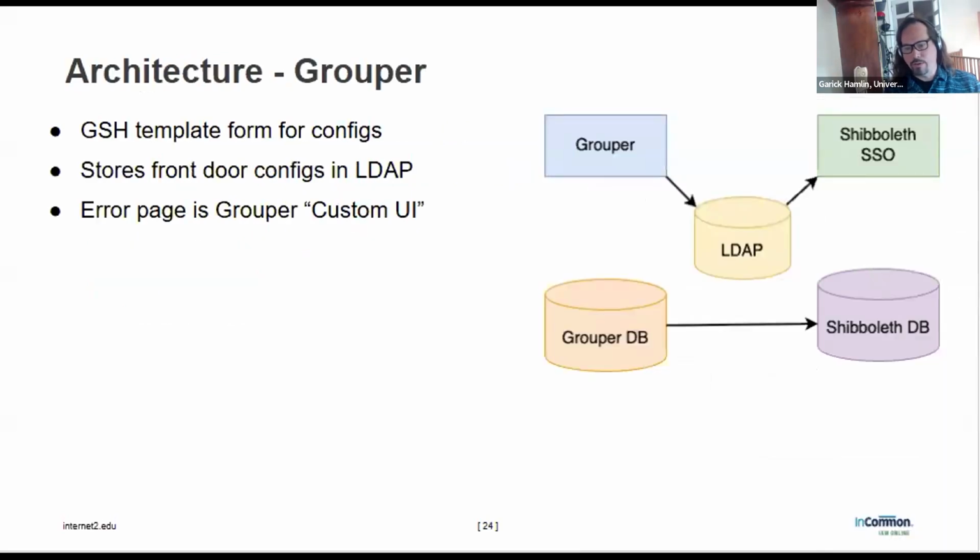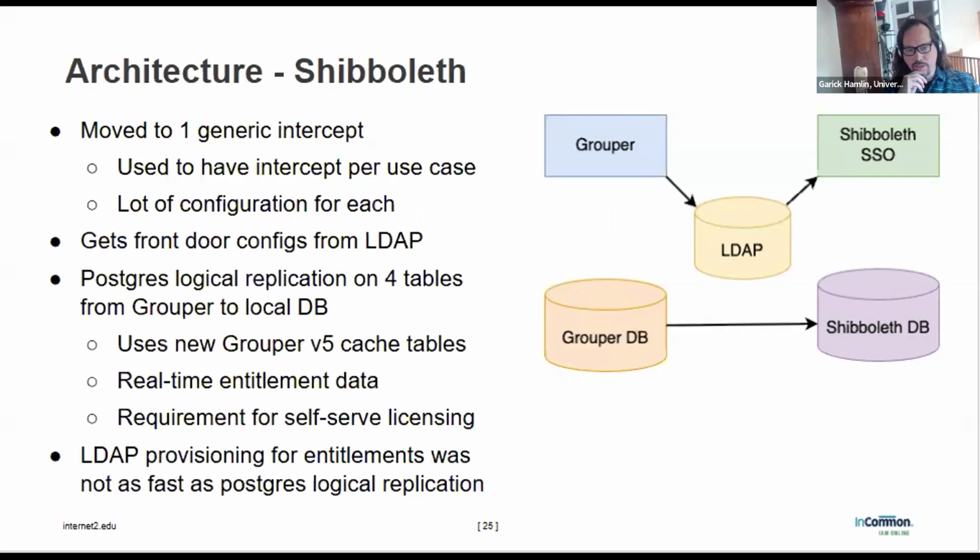So here we have the overall architecture. You can see Grouper writes the application configs to LDAP, and Grouper also has the entitlement data that is leveraged by SSO, and that goes directly to the Shibboleth DB. Both Grouper and the IDP are using Shibboleth for their backend. And if we go to the next slide, we can just talk about that real quick.